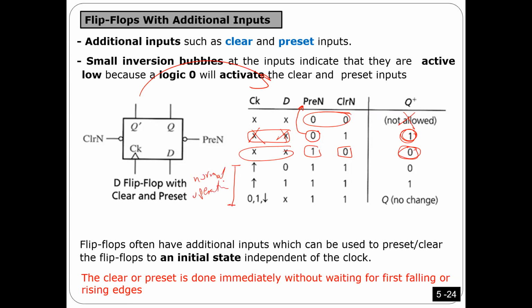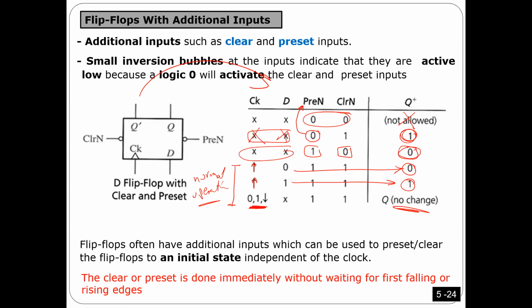This part here is the normal operation, what I explained before. Here, every time there are rising edges, Q is equal to D. At any other times, no change. This is the normal part of operation. You understand what I'm saying, guys? Now, because of these two inputs, I'm going to add two new rows here. This is the normal operation I explained before.